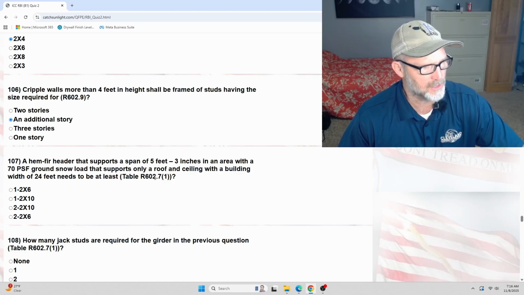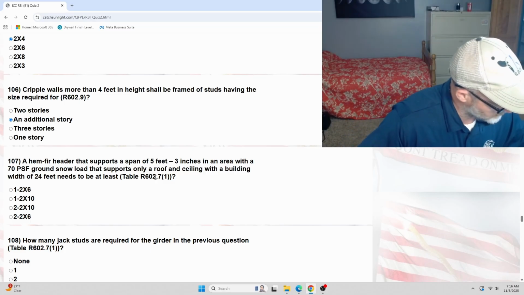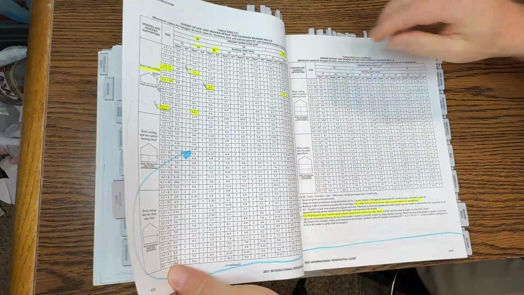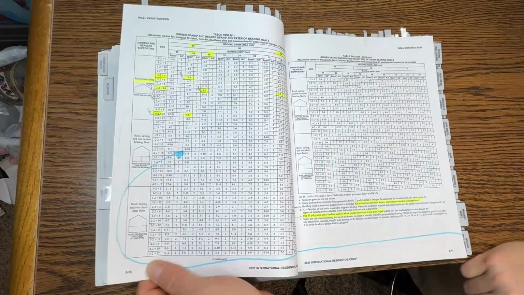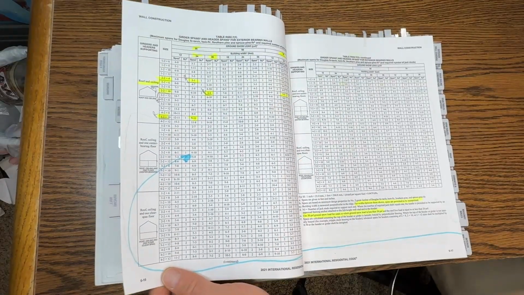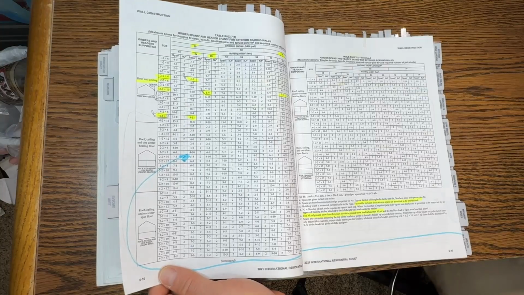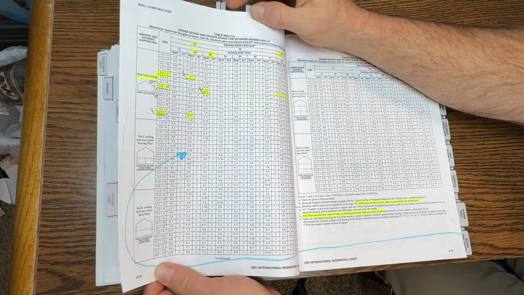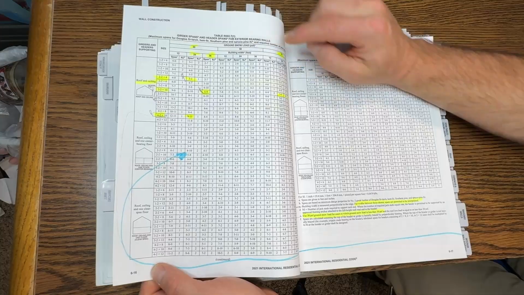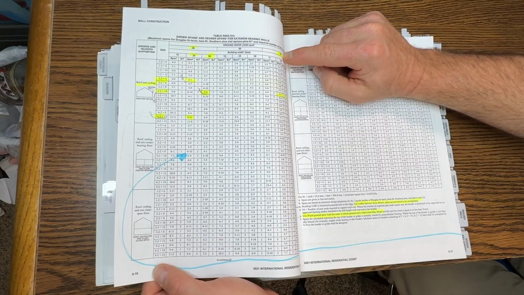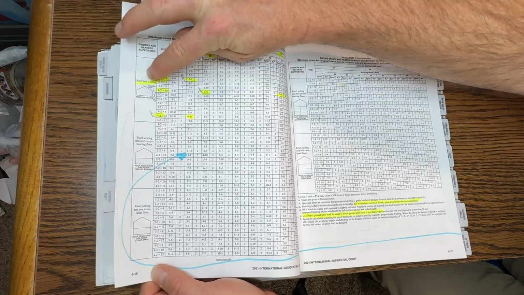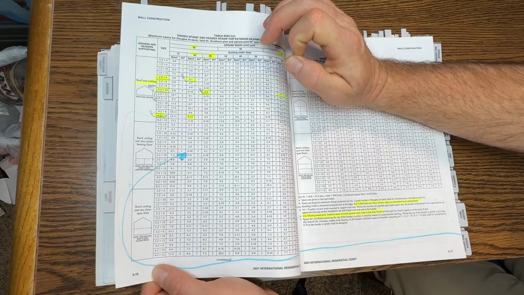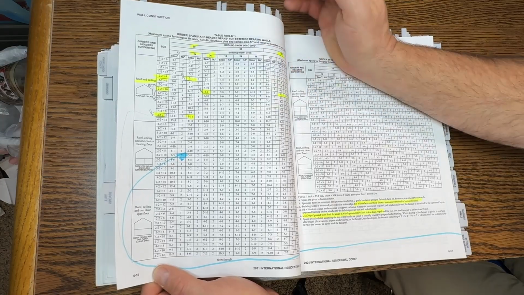Let's look at table R602.7, parenthesis 1 for the solution. 602.7. Now you need to know how to read these tables, okay? These are really important tables to understand how to read. So know this. But let's go ahead and take a look at what we have here. Ground snow load. So look at the ground snow load. We spec'd out 70 PSF. Let's see. It's only supporting a roof and ceiling within a building. So we have a roof and ceiling section here. We are dealing with a width of 24 feet.